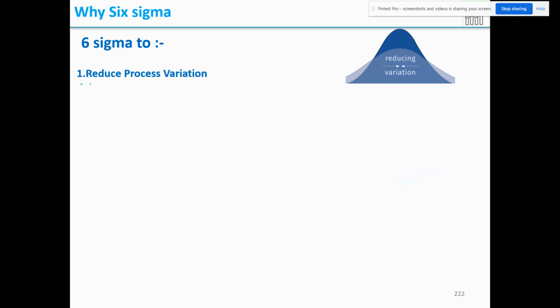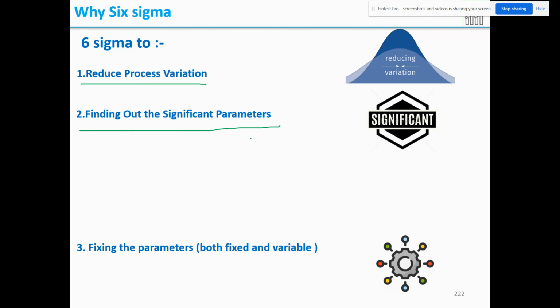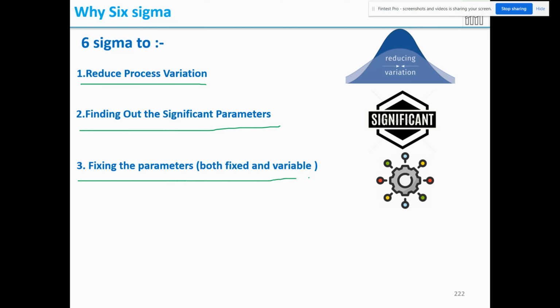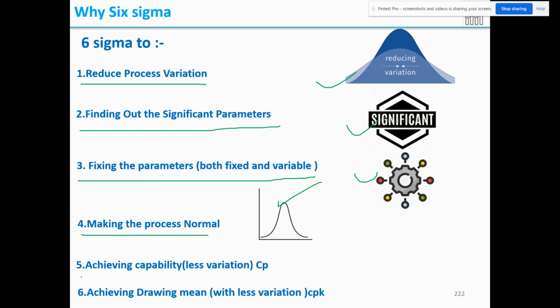Six Sigma is to reduce the process variation: finding out the significant parameters, and fixing the parameters, both fixed and variable. Some parameters we have to fix; we cannot change them. Always they should be the same. Then making the process normal. That means everything you are doing is to achieve one number, that is nothing but your drawing mean. Then achieving process capability CP, and achieving the drawing mean with less variation, that is CPK. That we are going to see.